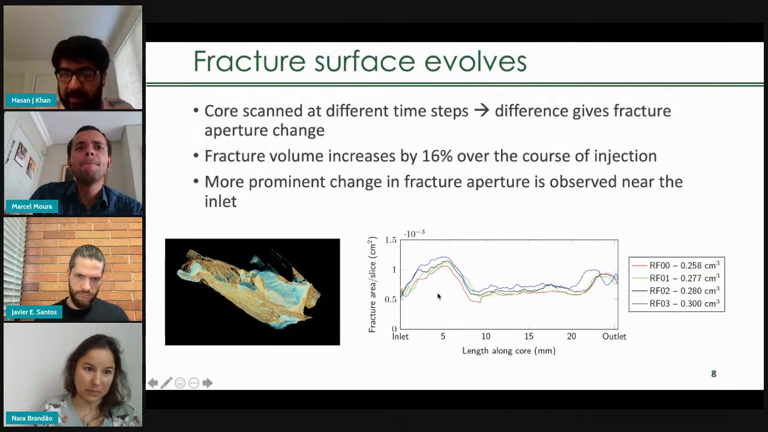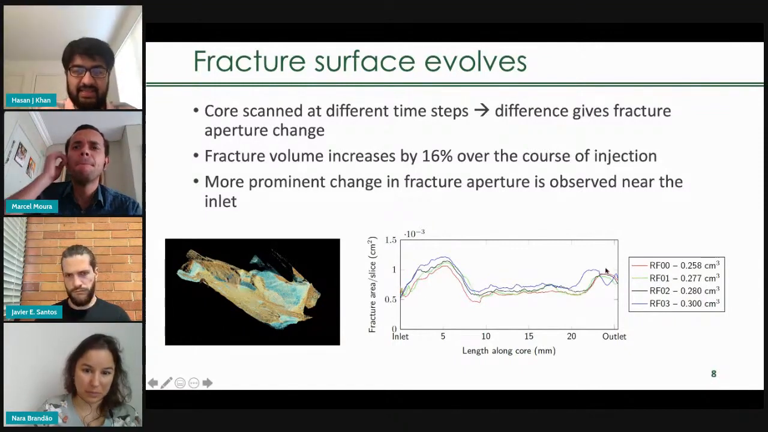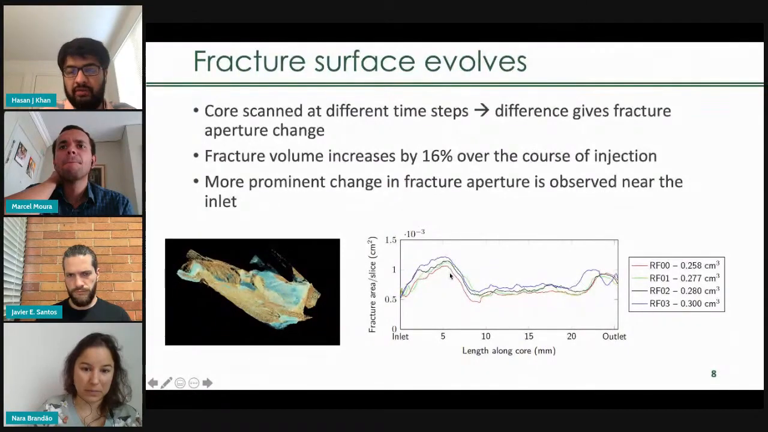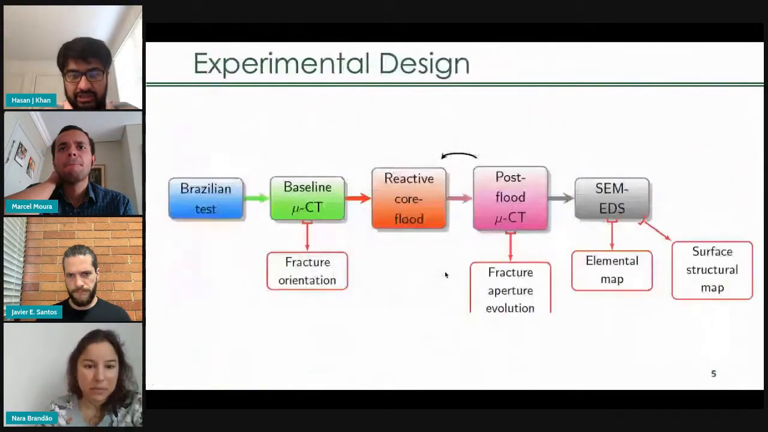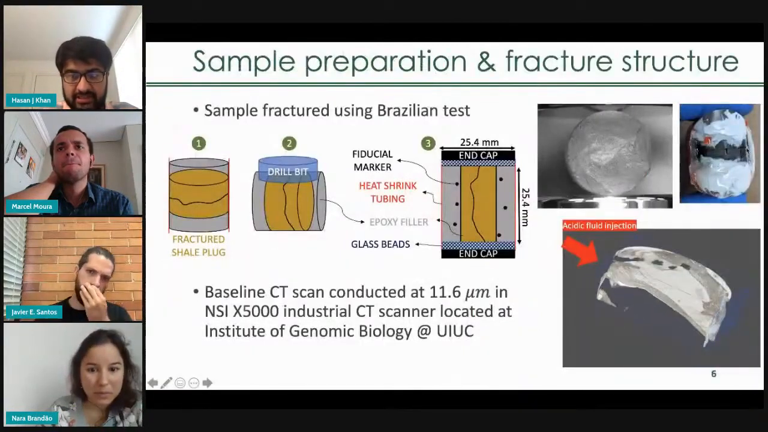So just let me go back. Looking at the baseline scan, that is the red one here, the initial one shows the total fracture area. So if we look at the fracture that was generated, for example, here, this is the top end.